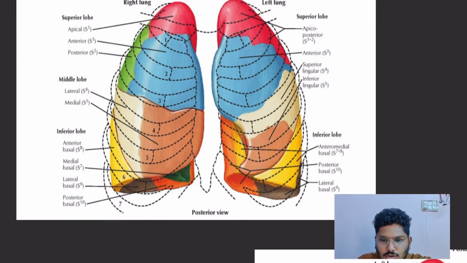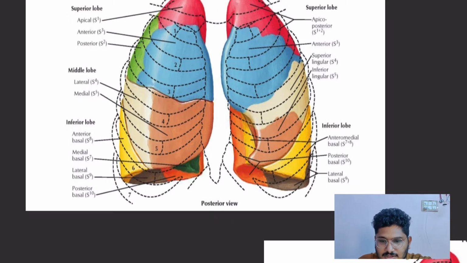Other than that, we have two lingular segments, which have tongue-shaped projections, called superior lingular and inferior lingular segments, which are synonymous to the middle lobe.